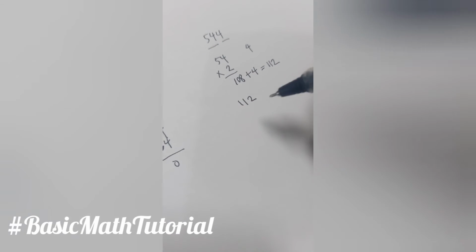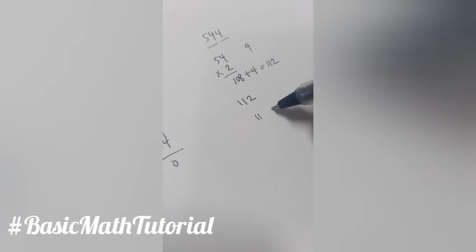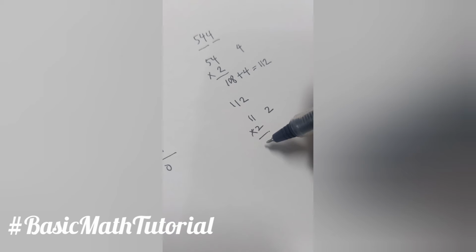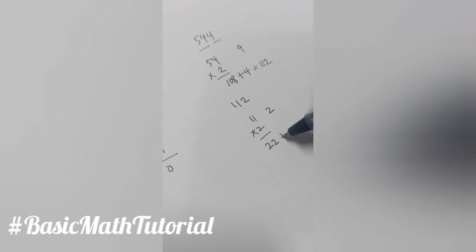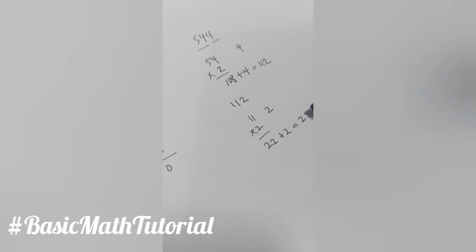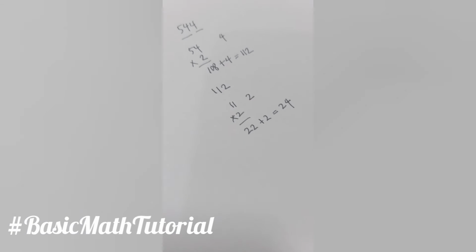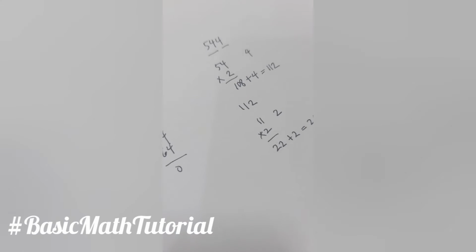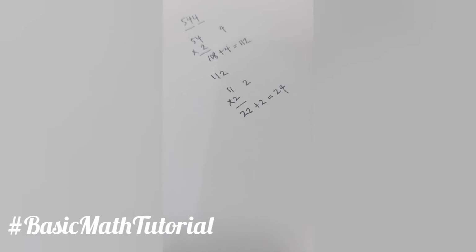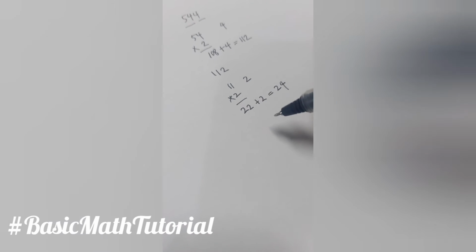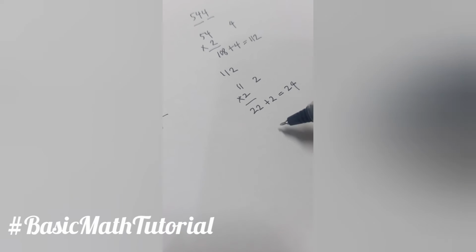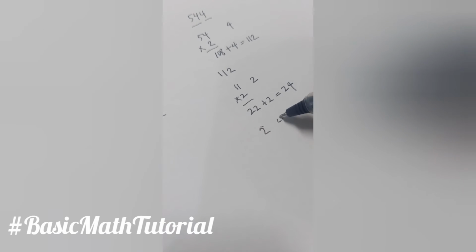So from 112, we will separate 11 from 2. Let us double our 11. That will result to 22. Then add 2, which is equal to 24. Now, 24 is a multiple of 8. But if we are not sure that 24 is a multiple of 8, we can still repeat the process. So we will now have 2 and 4.